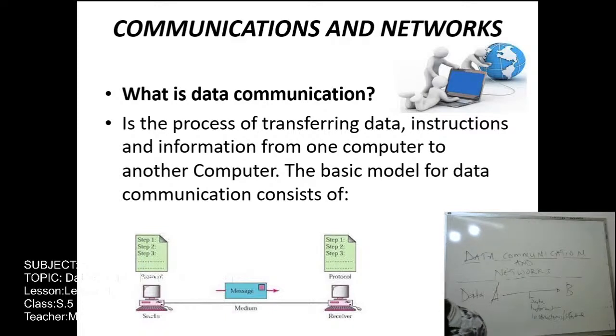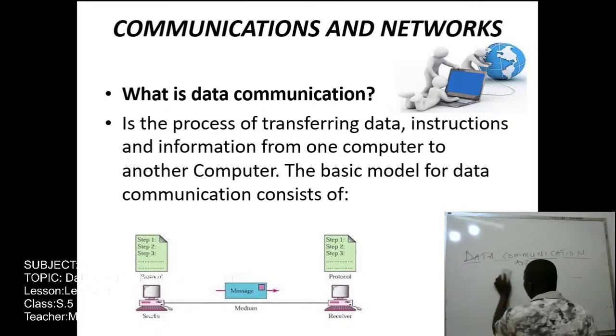Students, we should know that for communication to take place, we should have what you call components. Communication cannot take place when we don't have those components. Even in our usual environment, if you are to communicate to another person, there are things that have to be available in order for communication to take place.